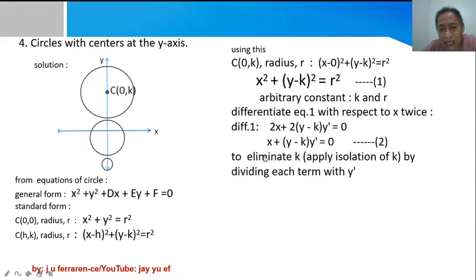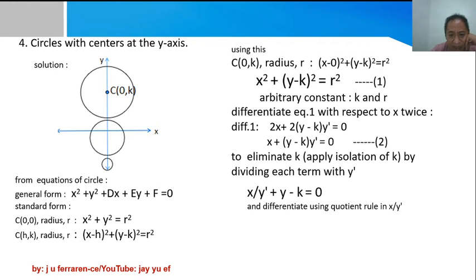Now, I need to eliminate my k by differentiating further. Now, k is not an isolated term. Actually, you can differentiate directly, but you can also plan on how to eliminate k directly by isolating it. You can isolate your k if you divide each term with y prime. And this is now the result: x over y prime plus, this is now y minus k. So, it is already expressed as a separate term.